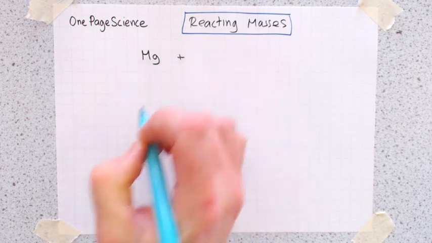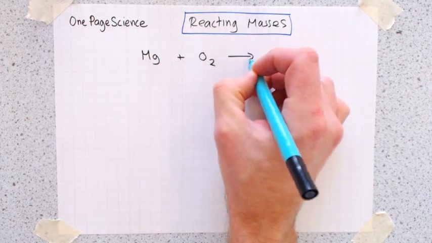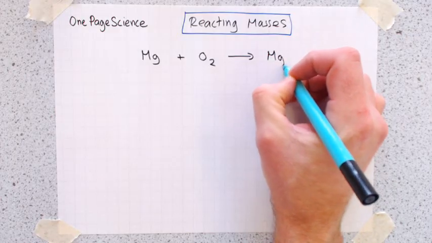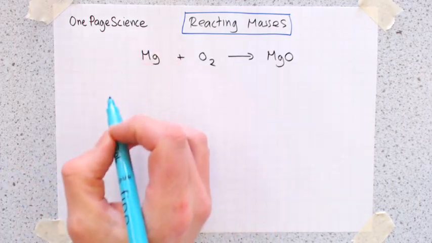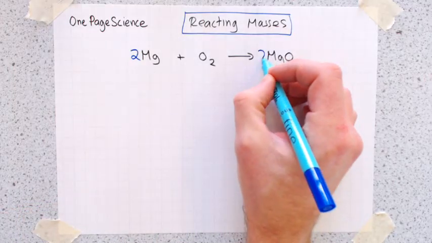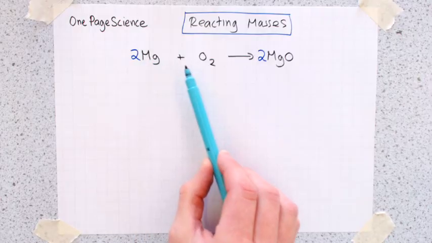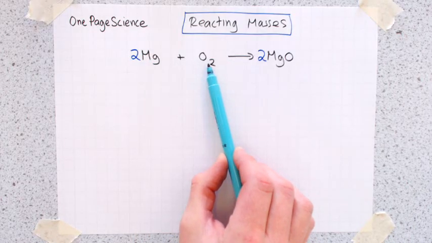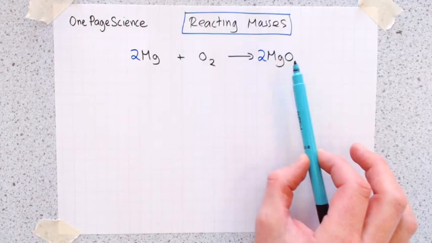But let's consider this reaction: magnesium reacts with oxygen to make magnesium oxide. Just a quick bit of practice of balancing equations. To get this to balance, we need to have a 2 there and a 2 there. So 2 magnesiums plus 1 oxygen molecule makes 2 magnesium oxide molecules.